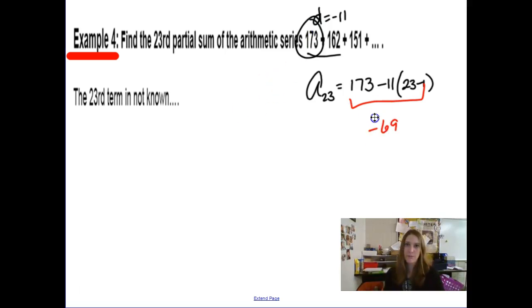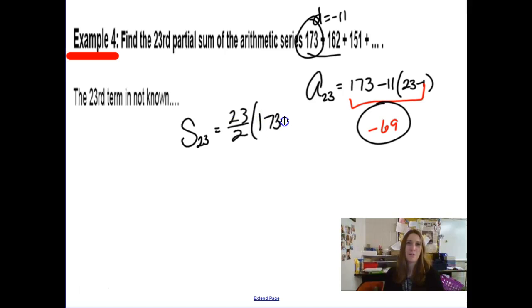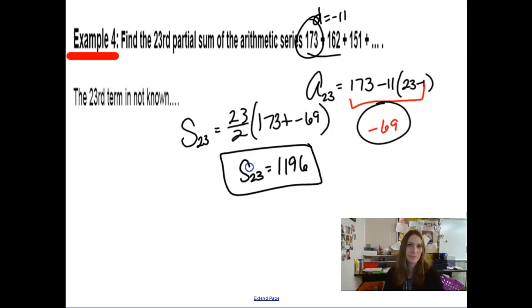So I know the first term, and now I know the last term of this series, and I can use my formula. So the sum of the 23 terms is, where are we at? 23 over 2, and then first term plus the last term, plus -69 is kind of weird, but whatever. And when I calculate that, I got the sum being 1,196.